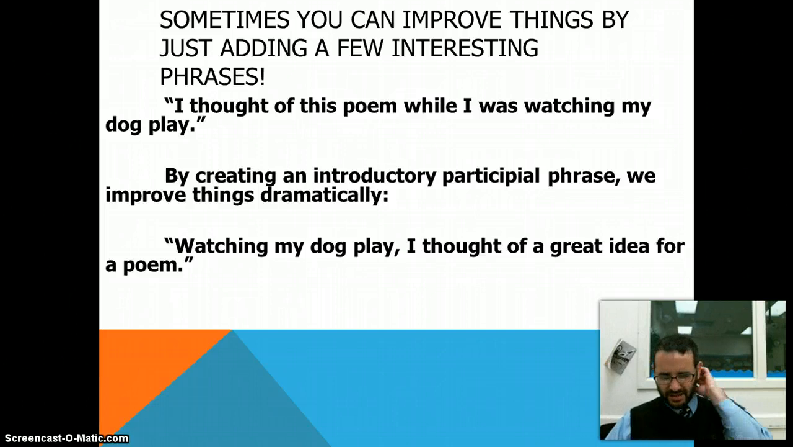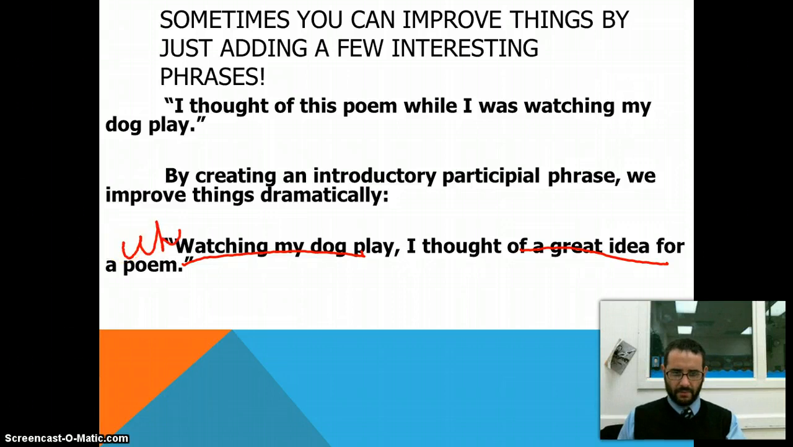So in this sentence, what you want to see is that "watching my dog play" is an independent clause. "I thought of a great idea for a poem" is an independent clause. But now if we add a word at the beginning here, "While watching my dog play, I thought of a great idea for a poem."